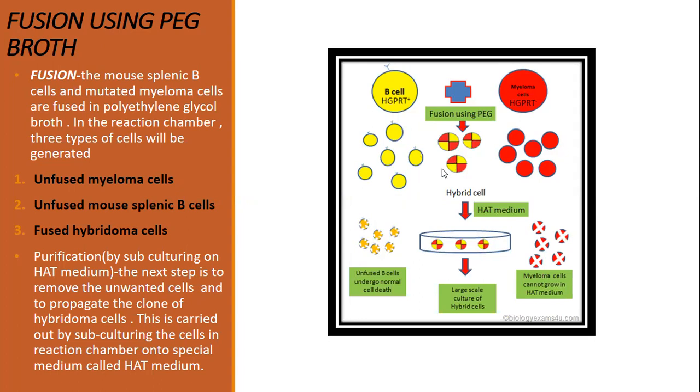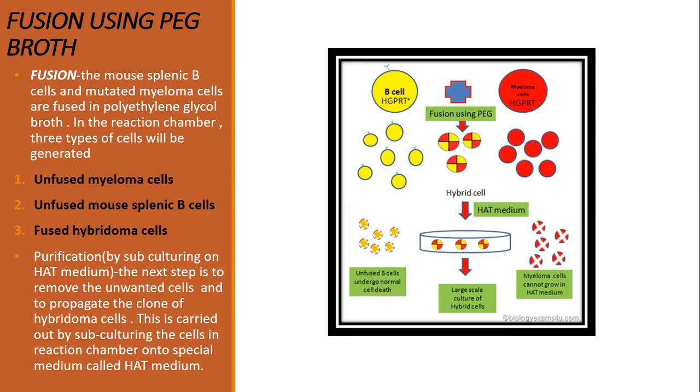Now, three different kinds of cells are generated, and we don't know which one is our fused hybridoma cell. The next step in the hybridoma technique is the purification of the hybridoma cells. How does the purification occur? Purification occurs by subculturing on a HAT medium. The next step is to remove the unwanted cells and to propagate the clone of the hybridoma cells. This is carried out by subculturing the cells in a reaction chamber onto a special medium called HAT medium. The HAT medium is used to separate your hybrid cells.